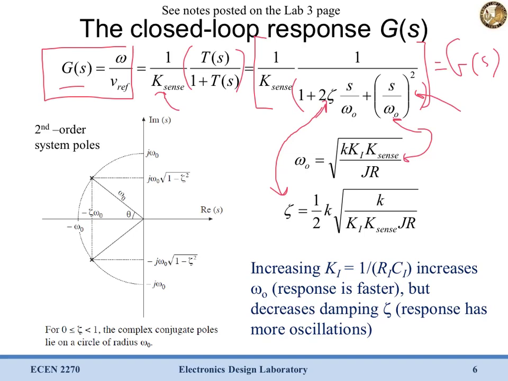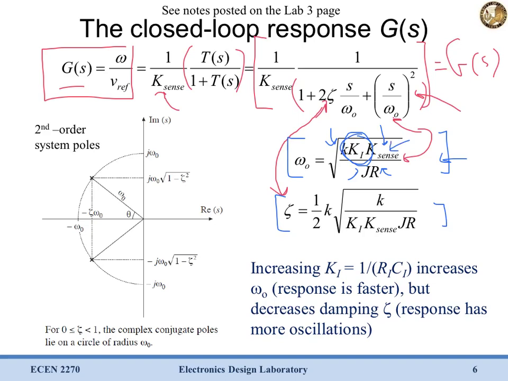Now if we look at exactly what omega naught and zeta are, if we simply expand these out in terms of the parameters that we know, you can see omega naught depends on a couple of our motor parameters. Again, this is that equivalent resistance we saw up above in the previous slide. It depends on K sense from our speed sensor, and it depends on this K sub I. Now K sub I is our integral controller gain, and we can directly control that by choosing a capacitor and a resistor. But everything else in this equation is fixed.